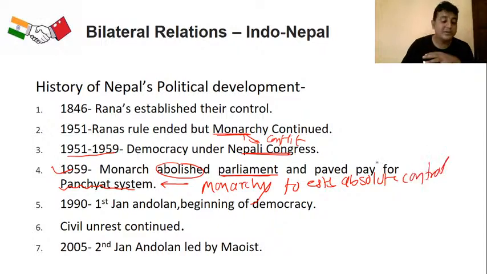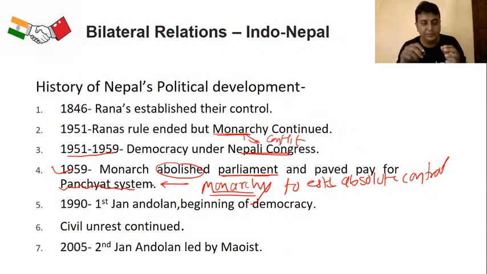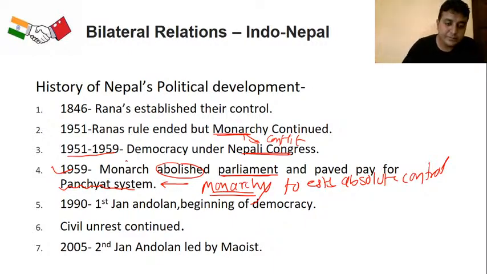Though the word panchayat is considered to mean people-to-people participation, it was not at all the case. Clear? The panchayat system was basically establishing absolute control over the system, and the monarchy wanted to control that. So they launched this panchayat system, which worked from 1959 till 1989. Do you really think people were happy with this?